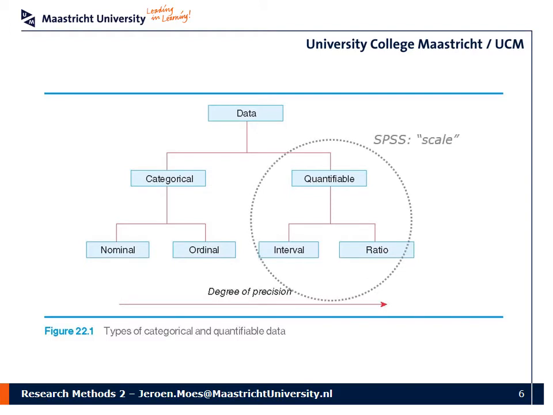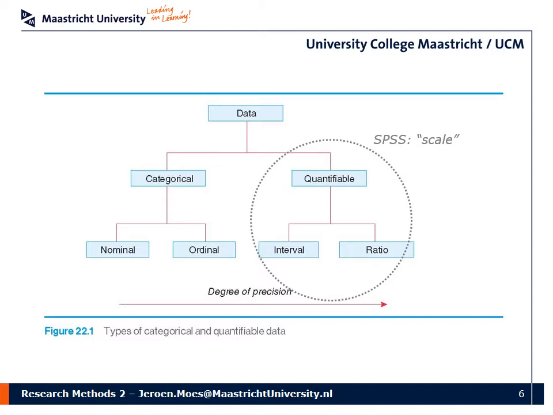SPSS calls both of those scale in its program. It doesn't distinguish between interval and ratio because those are mathematically the same. They don't work in any different way. They don't require a different type of method of dealing with them. So SPSS doesn't distinguish. We do though, because for a survey design, it might make a difference, or for the way we set up our experiments, it might make a difference.